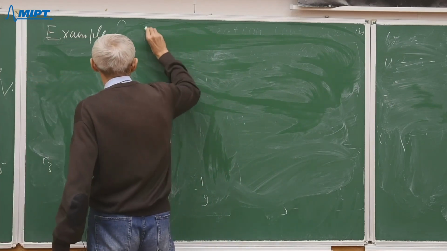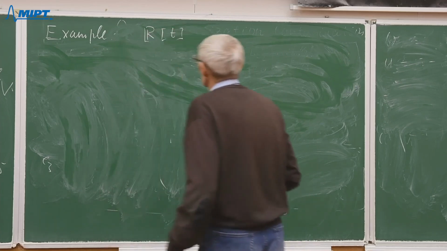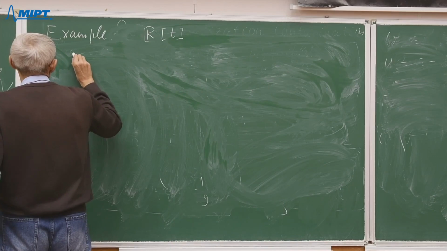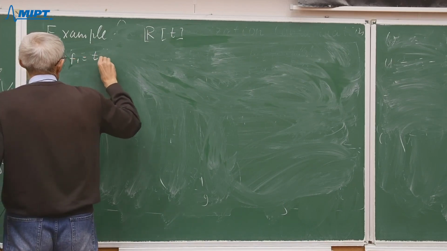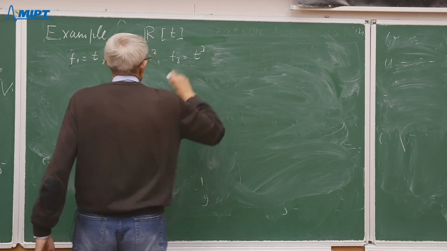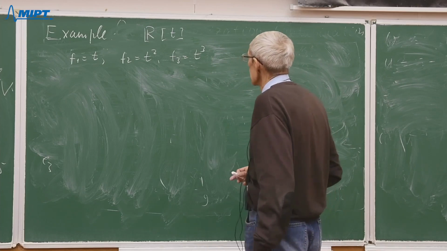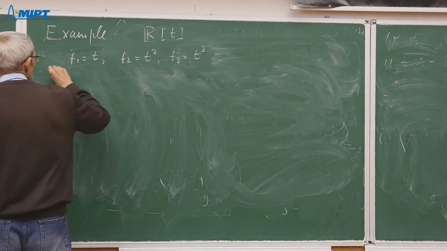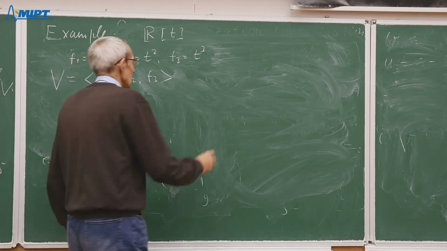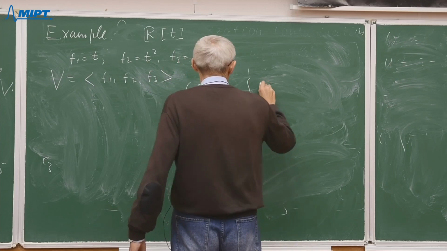We have the space of polynomials with real coefficients, and we have the following polynomials: f1 is equal to t, f2 is equal to t square, and f3 is equal to t to the power 3, of degree 3. And the vector space V is the linear span of these functions, and we can define the scalar product in this vector space by the following formula.